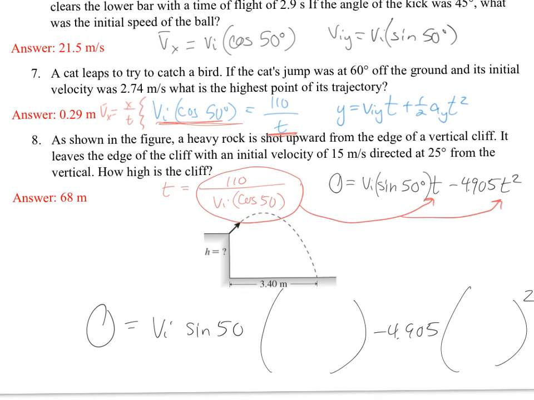In those blanks, in those spots that you see right there, what goes there? Time. And that's that entire expression. So take 110 over VI cos 50 and substitute it in here, and here. So again, I'm taking the expression for time and plugging it in two places.